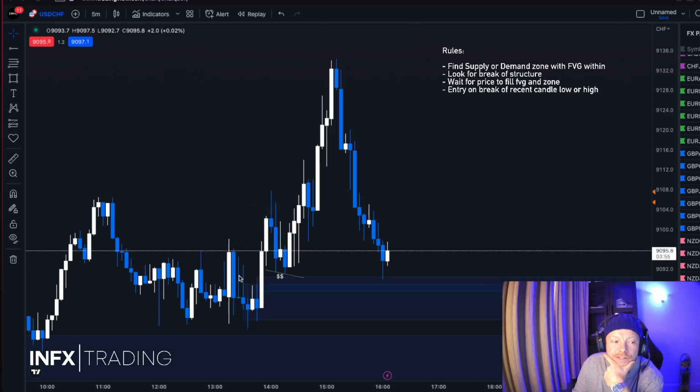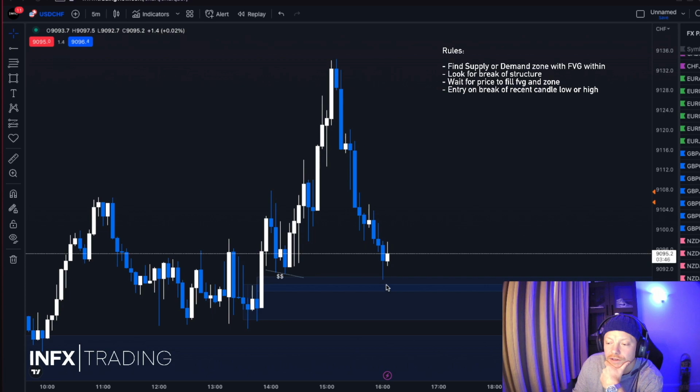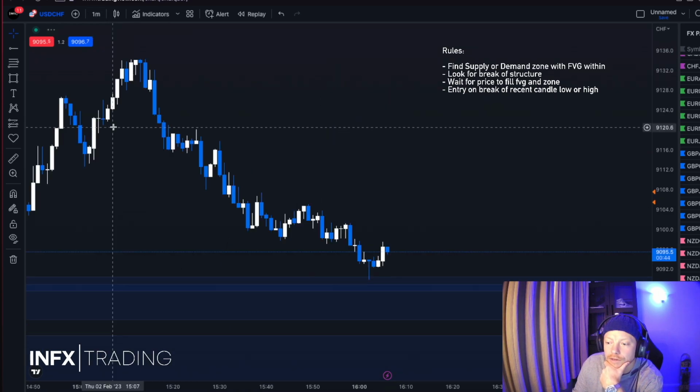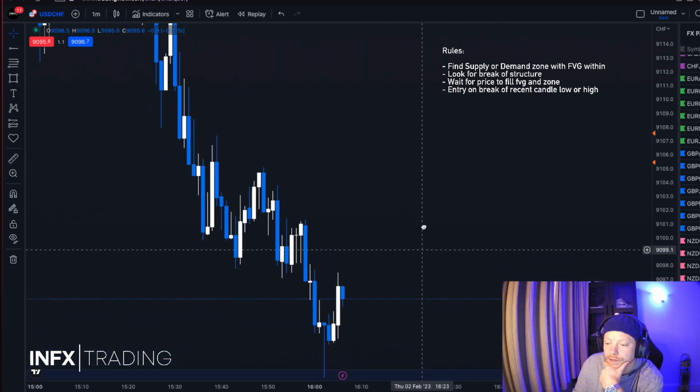So jumping in USDCHF here, you can see that we've just liquidity grabbed everything below these lows, which is great. I would like price to come down a little further, but we're going to go to the 1 minute, see if we can find an entry on the 1 minute.